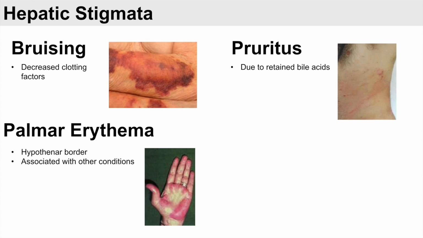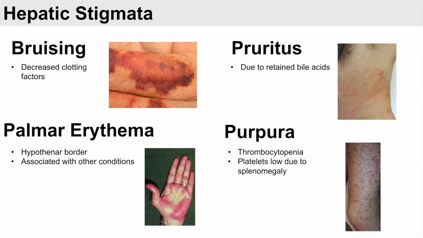Another stigmata of liver disease is palmar erythema. Palmar erythema is simply a reddening of the palm of someone's hands, and it typically affects the hypothenar border, the area opposite to the thumb. In this picture, you see a large reddening in the hypothenar area. Palmar erythema is not only associated with liver disease, it's also associated with other conditions, and one of the other conditions we see this in is rheumatoid arthritis.